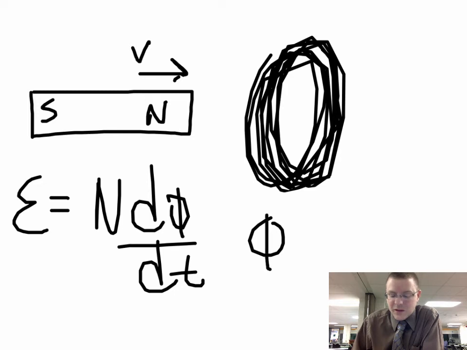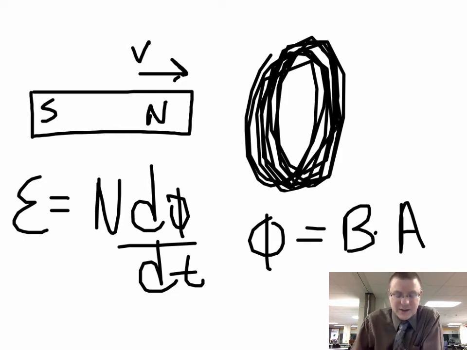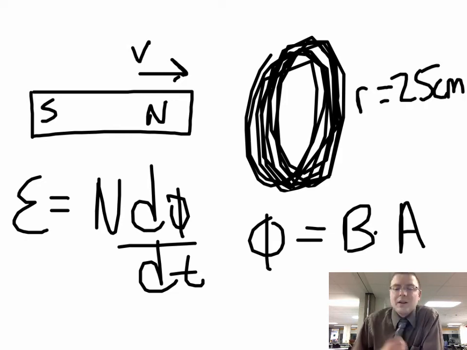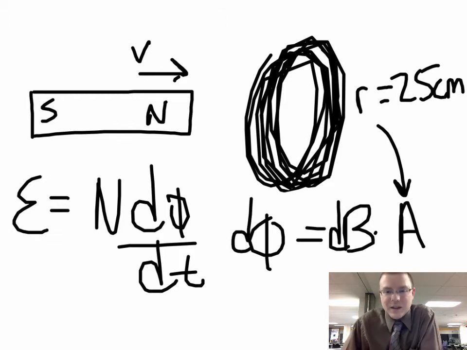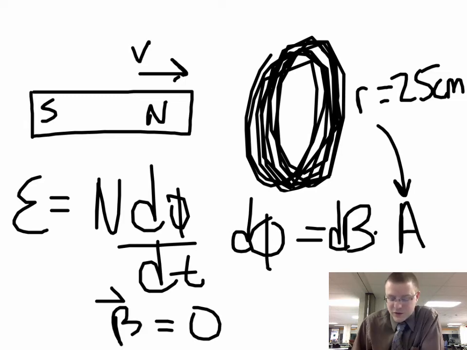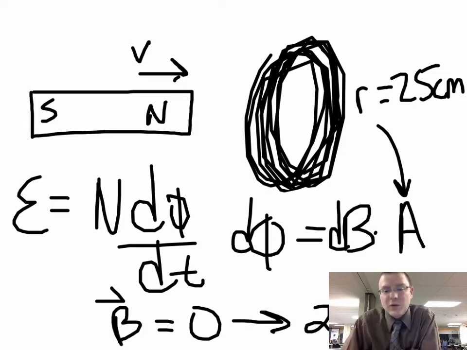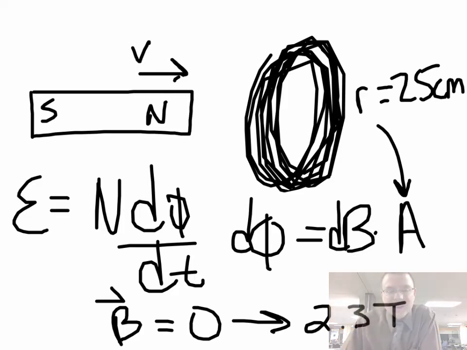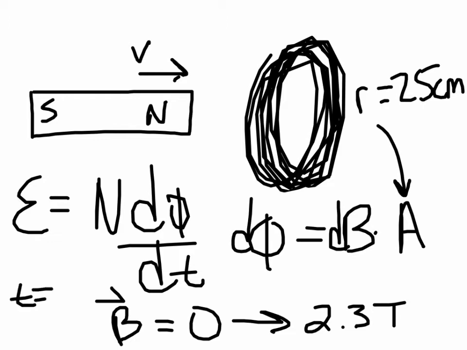For flux, remember we need magnetic field times the area. In this case, the area is the area of a loop, so I would need to know the radius. So I've got an area that is not changing, so that's a constant. What must be changing for our dΦ must be my magnetic field. So my magnetic field is going to go from 0 when the magnet is very, very far away to a value of 2.3 Teslas. So it's a very, very strong magnet that's moving into this coil. Let's say it does that in a time of 0.75 seconds.